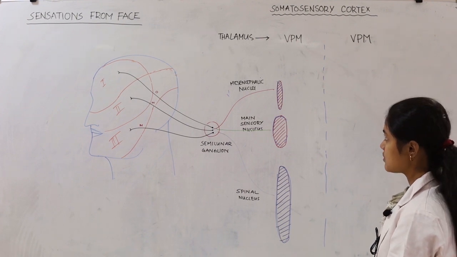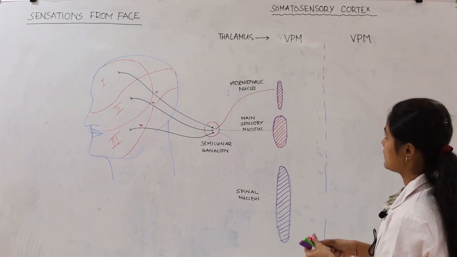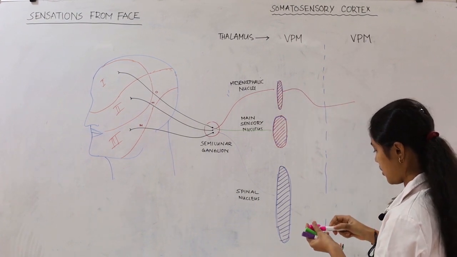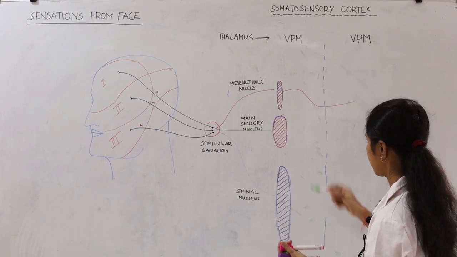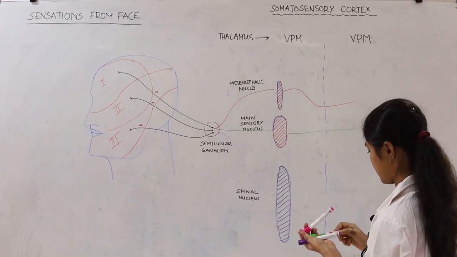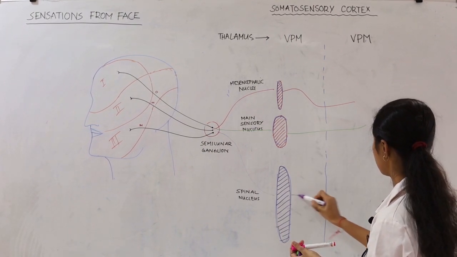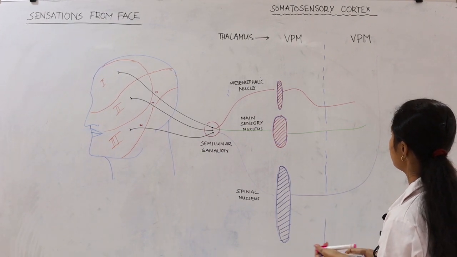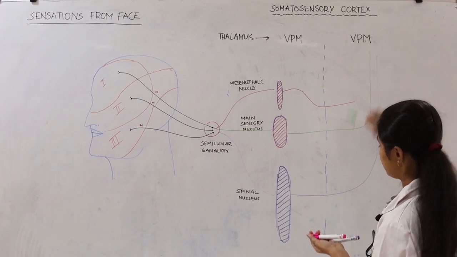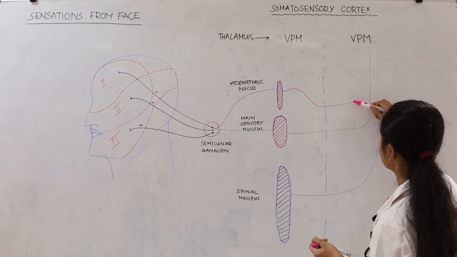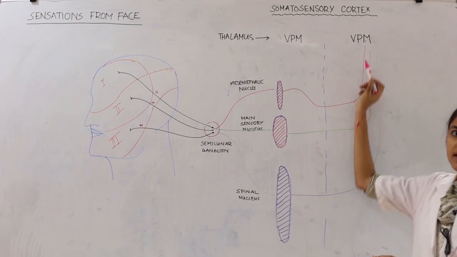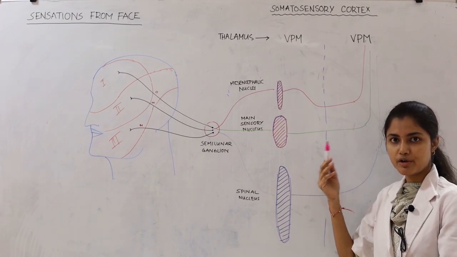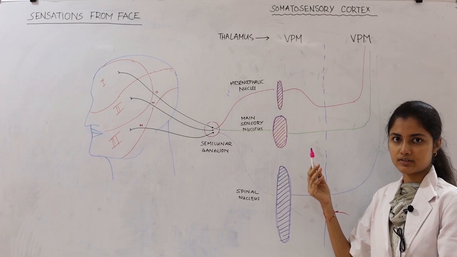Now the axons of the second order neurons all cross to the opposite side, and they reach the ventroposteromedial nucleus of the thalamus. From there the third order neuron arises and it reaches the cortex.